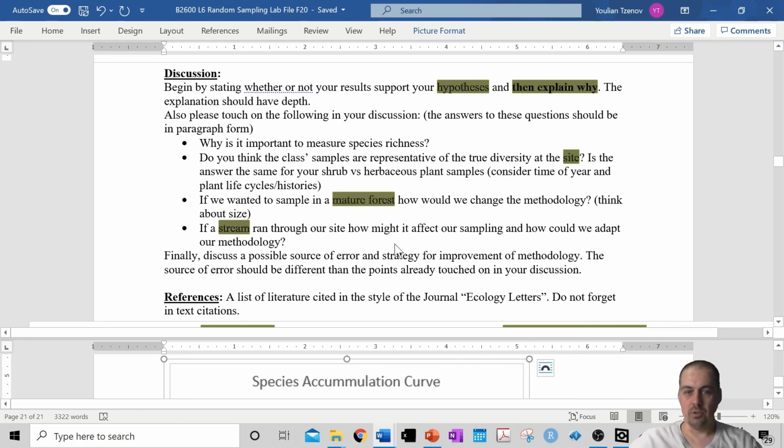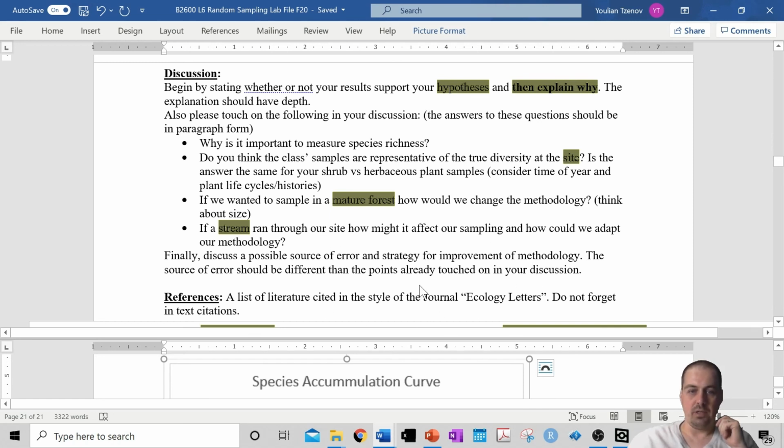The next one is, if a stream ran through your sampling area, how would you adapt your methodology? Two things to consider here. One is that if you have a stream, you're going to have completely different organisms than you would anywhere else. And that is related to the fact that, depending on where the student data samples would be, they may not be representative. I'm not going to say more about that, except that this is actually discussed in detail in those pages that are referenced in your textbook at the beginning of this lab. So make sure you read that section. I believe it's called Sampling Communities.